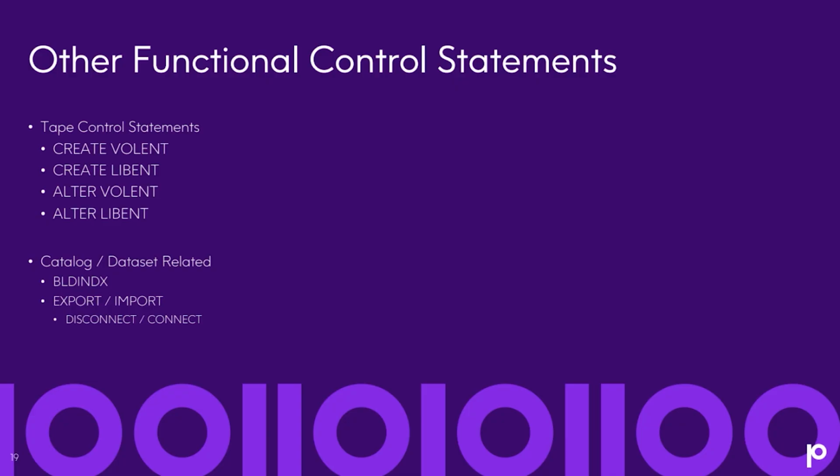And then finally, there are a few other functional control statements that people might not be familiar with. The tape control statements. There are 2 types of entries in the tape configuration database, or the TCDB, which is where SMS keeps track of the tape volumes. There are volume entries and there are library entries. And so we can create volume entries or create library entries. Normally, you never have to do that because that's done by ISMF, and so it's done by SMS itself.